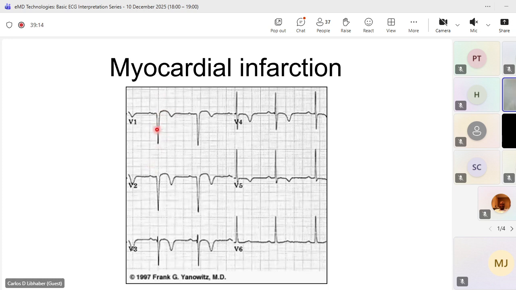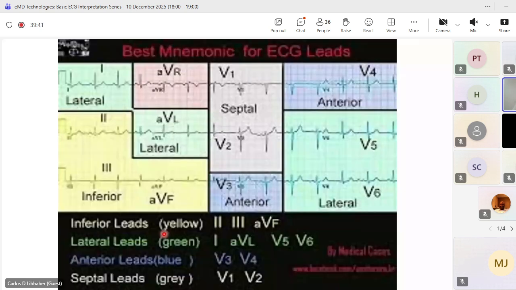Q, still some ST elevation and inverted T in V1, in V2. In this one it is not a Q, but a small R. So it's happening in V1, V2, and V3, the septal segments.